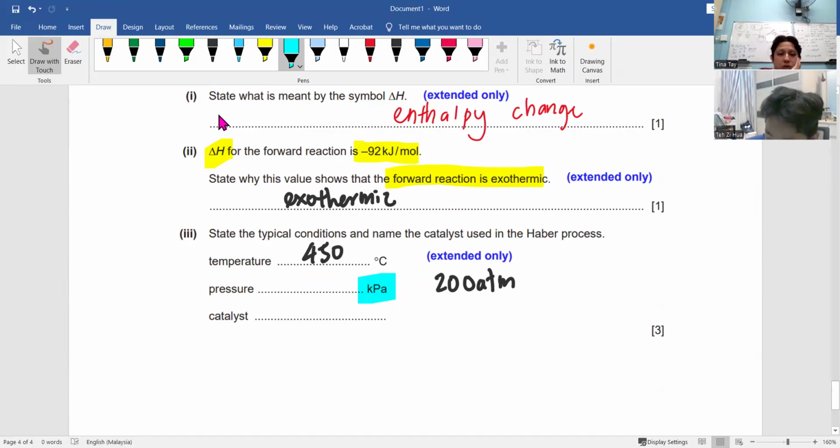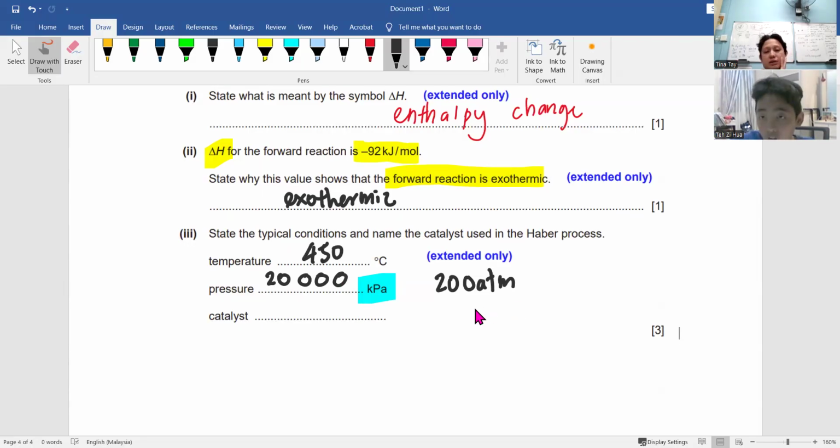Okay. So 200 is atmosphere. kPa is a different unit, it's kilopascal. So from this unit to this unit, you need to times 100. It's a different unit. So the catalyst is iron. All right. Do the same thing that we did just now for this.